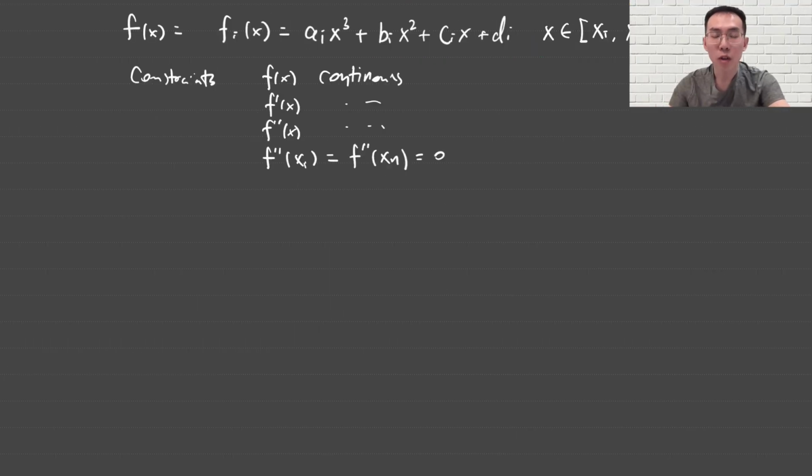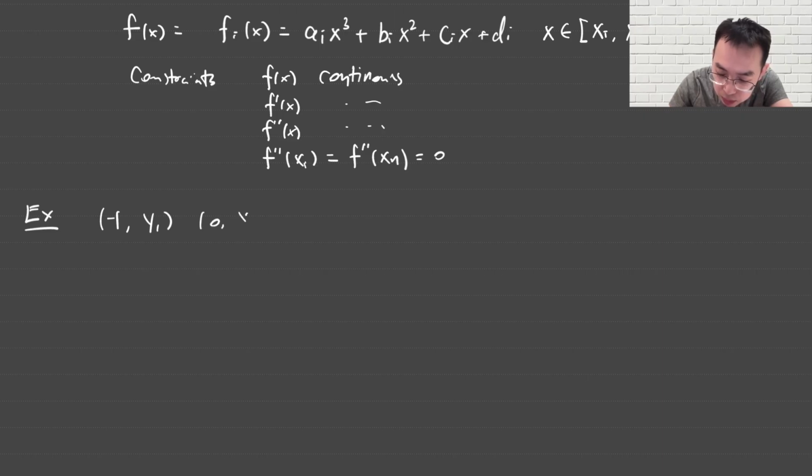For the next part of the video, I'm going to introduce a simpler example with 3 data points. But when we have n data points, it is going to be the same framework. So for example, let's consider 3 data points: (-1, y1), (0, y2), and (1, y3).